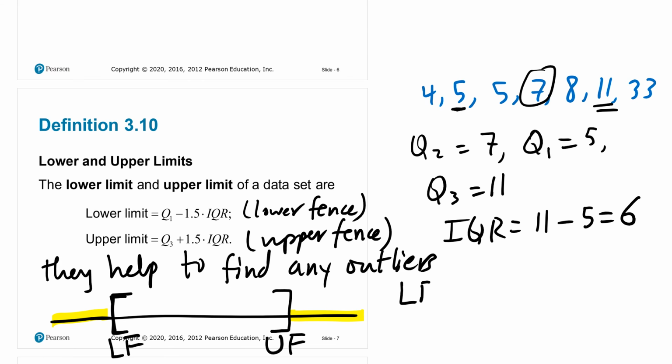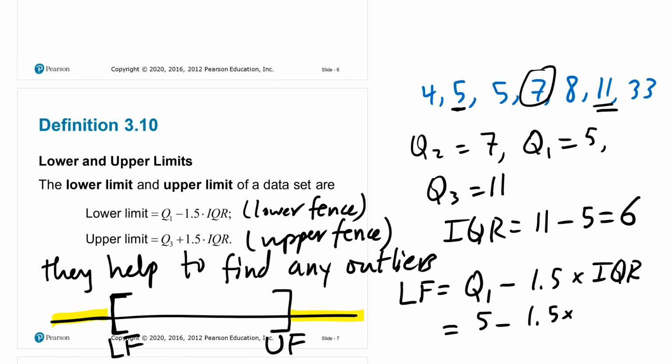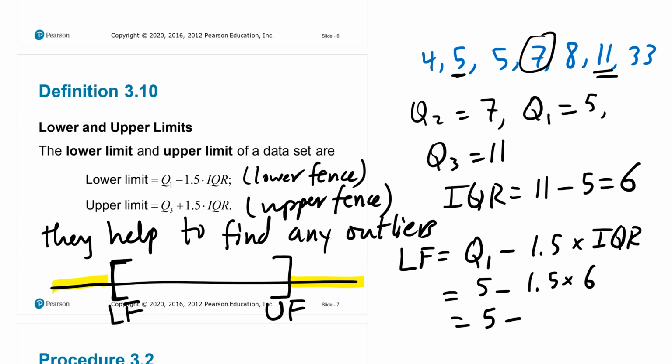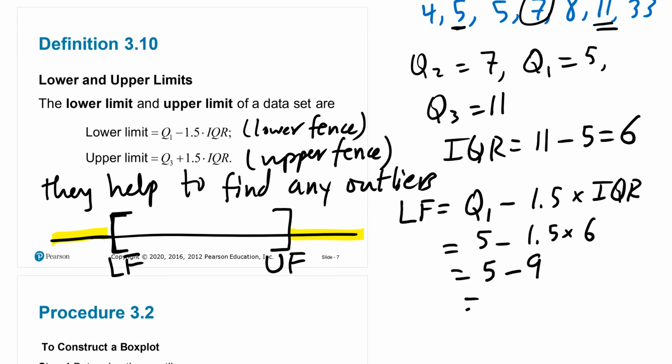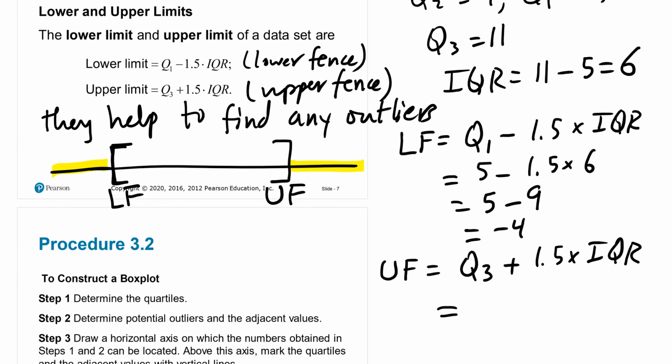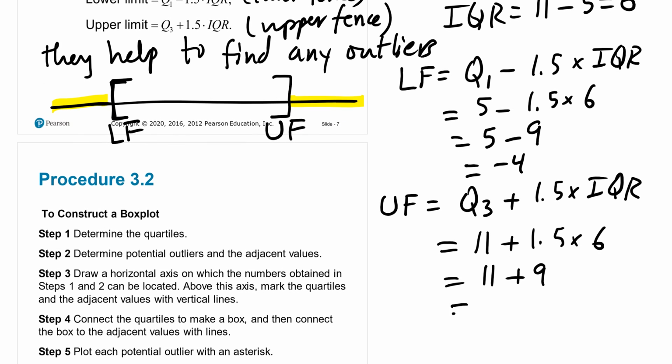Then the lower fence is Q1 minus 1.5 times IQR. Q1 is 5, minus 1.5 times 6. Let's see what we get. 5 minus 9 gives me a negative number, -4, which is okay. That's the lower fence. The upper fence is Q3 plus 1.5 times IQR. Q3 is 11 plus 1.5 times 6, so that's 11 plus 9, which is 20.